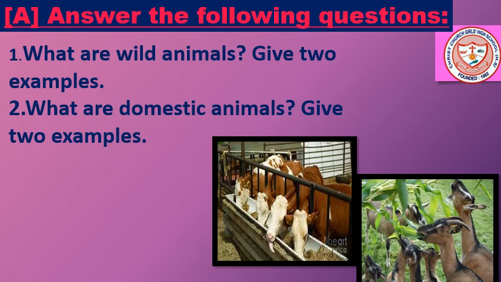So we tame some animals for work or for food, and we keep them near our homes or farms. They are called domestic animals. Girls, you can see the pictures of cow and goats here. These are the examples of domestic animals. And these animals give us food and other useful things. All right? Okay.